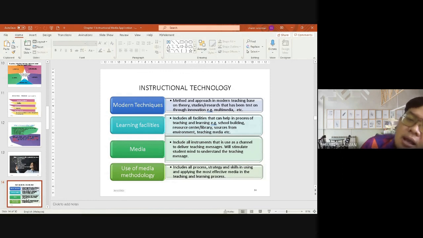Next is media. Media includes all instruments and devices that are used as a channel, as a medium, as the way the messages travel. Channels to deliver teaching messages will stimulate students' minds to understand the teaching messages. For examples like textbooks, modules. What else?